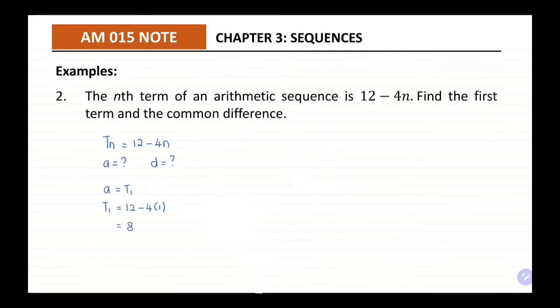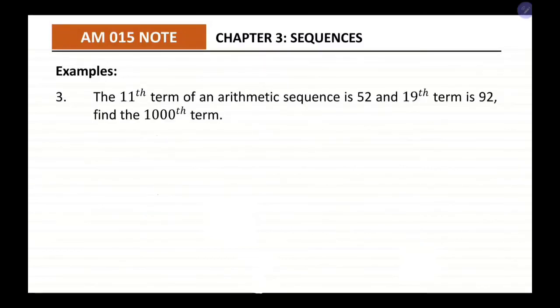And we find d, the common difference. To find d, we use the formula d = T2 - T1. How to get T2? We substitute 2 into Tn, so 12 - 4 times 2. Then minus T1, which we already found, so minus 8. Then we solve 12 - 8 - 8 and we get the answer -4. So we conclude our first term is 8 and the common difference is -4.